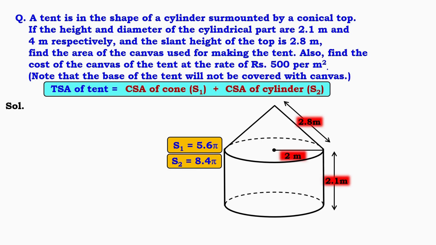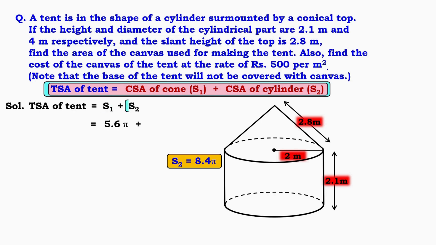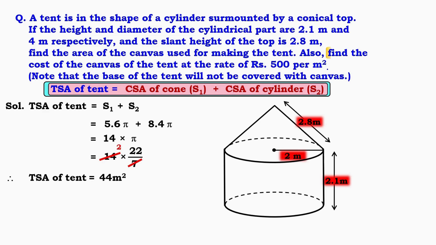So now the TSA will be 5.6 pi plus 8.4 pi. So that is 14 into pi. So 14 into 22 by 7, which is 44 meter square. Look here, whenever we are solving this type of problem, we are not considering the pi at the beginning. We are replacing the pi value at the end to minimize our calculation. So this is a way you should minimize your calculation in the exam also.